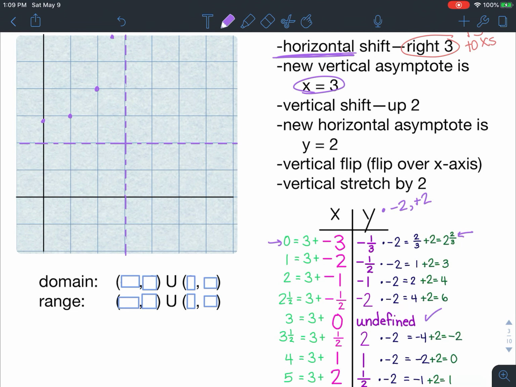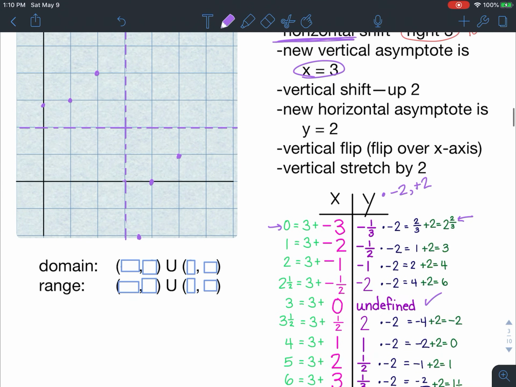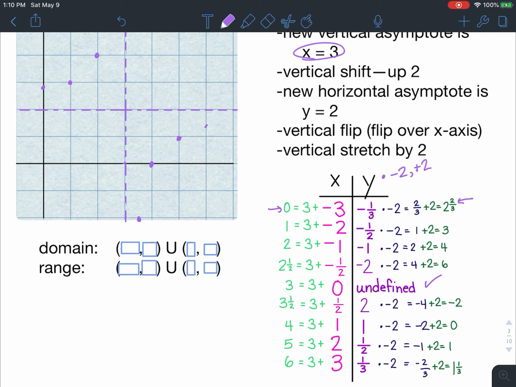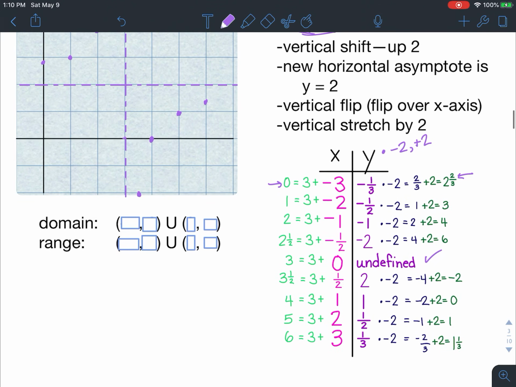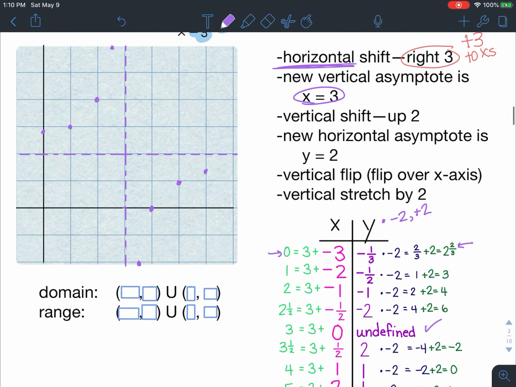Okay, at 3 1/2, we're down 2. Oops, that's it. Look, I counted from the wrong place. Over 3 1/2, down 2. Over 4, 0. 5, 1. 6, 1 1/3. Okay. All right. That's looking pretty good, I think.